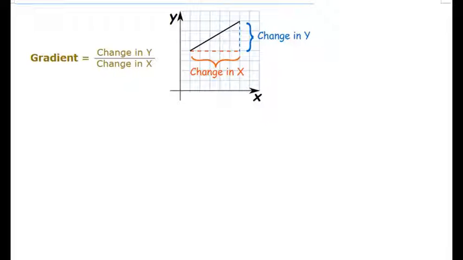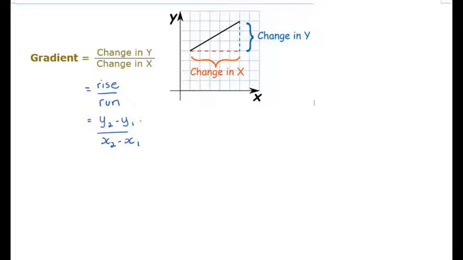In this second video, we're going to look at the gradient of a linear equation a little bit more closely. So the gradient is basically the change in y over the change in x, or as we referred to in the last video, it's the rise over the run. The other way you might also see it written is y2 minus y1 over x2 minus x1.